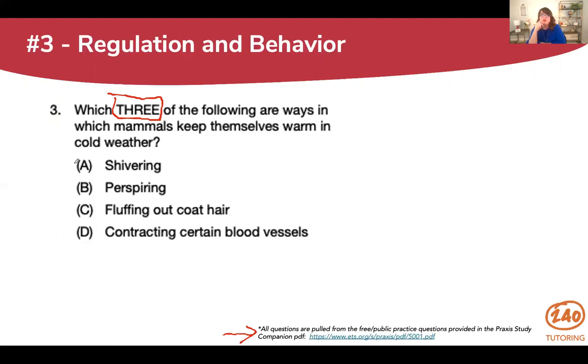Let me try that again. Which 3 of the following are ways in which mammals keep themselves warm in cold weather? So here's the idea behind this.